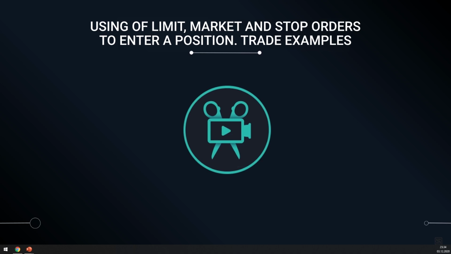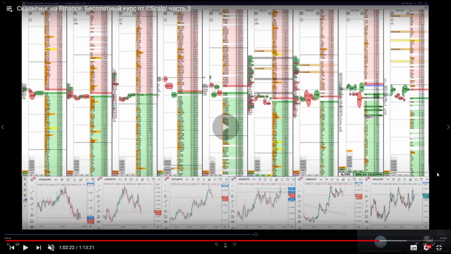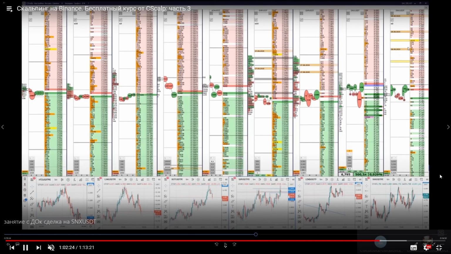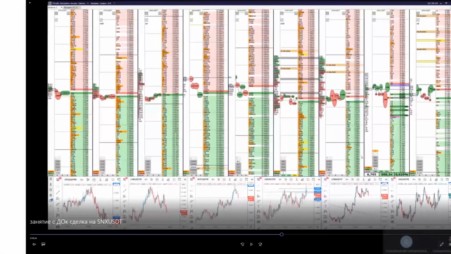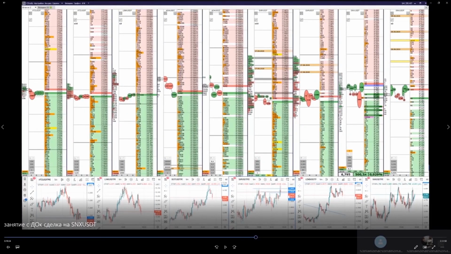Then, guys, we're going to see some examples of different combinations of orders. I was entering different positions with different types of orders, so we're going to see these combinations. Let's do it. Okay, and this is our first situation. Here, I used a combination of limit orders and market orders. Please have a look at the second order book on the right side.